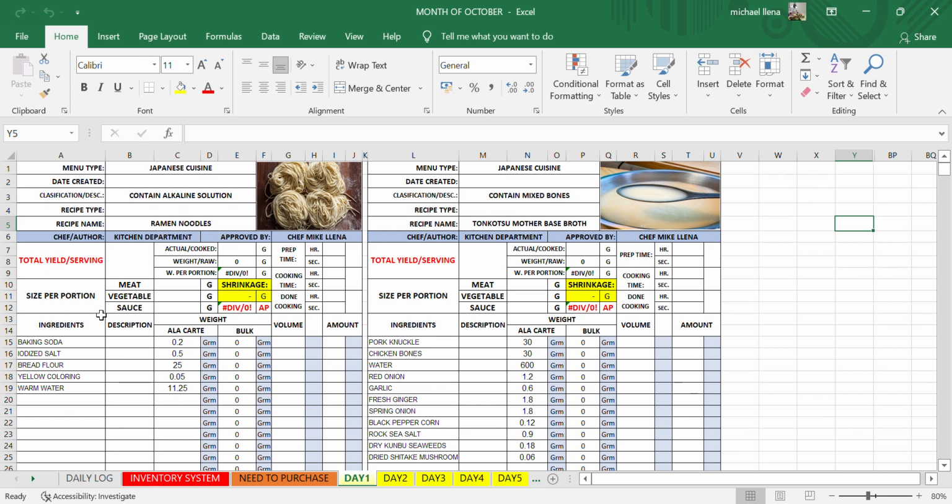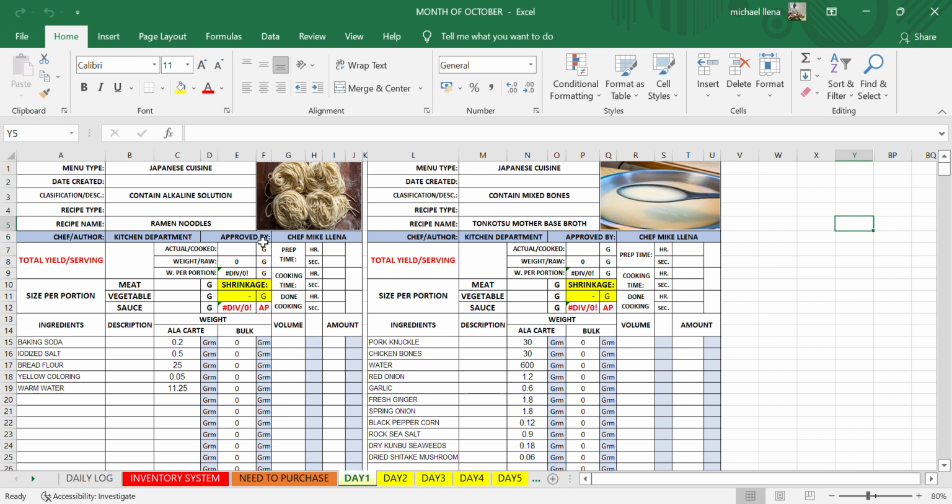Here you can see the total yield and serving size proportion. You have the prep time, the cooking time, and the done cooking, which is considered your labor cost. Here you have the actual cook. You will need to put the actual weight of your cooked finished product, so you can see the shrinkage and then the portion size for that specific dish.